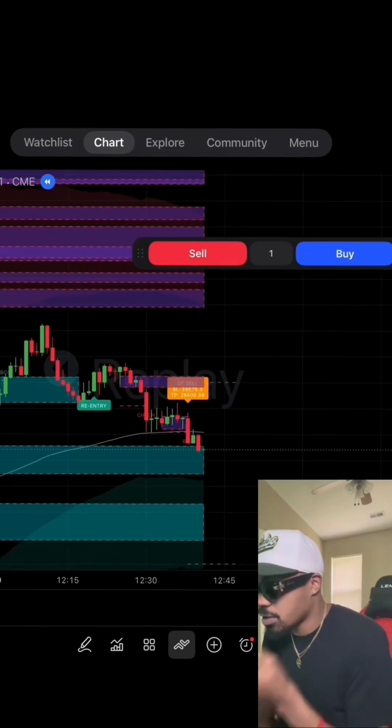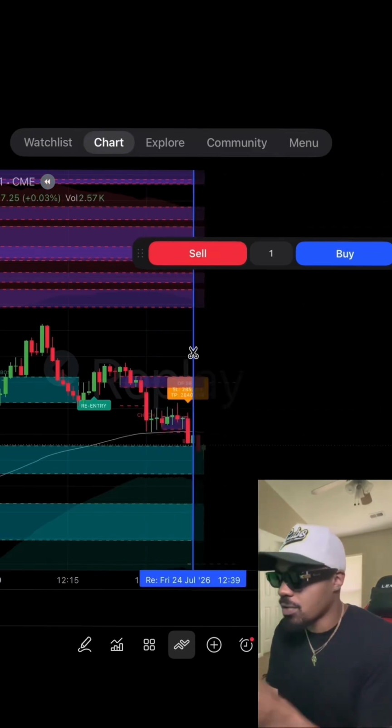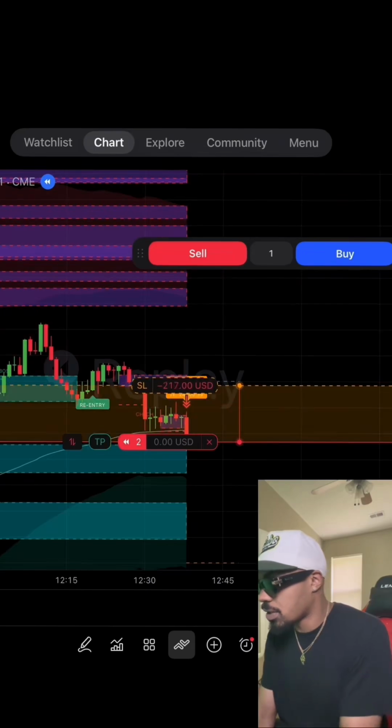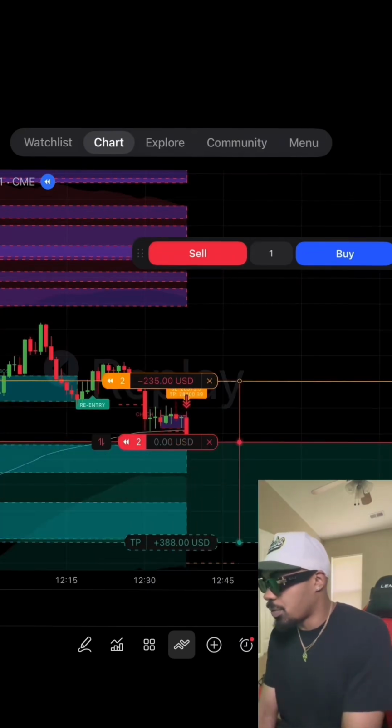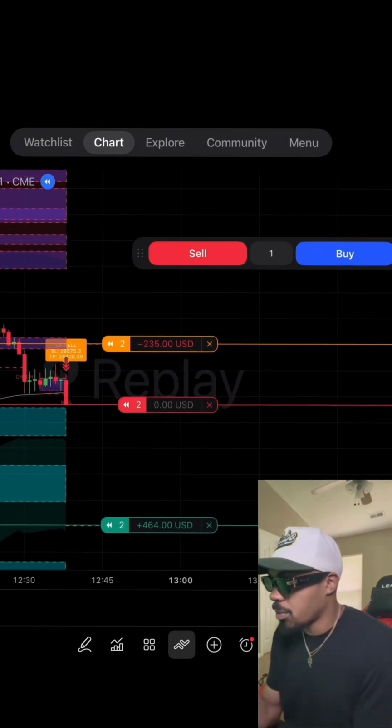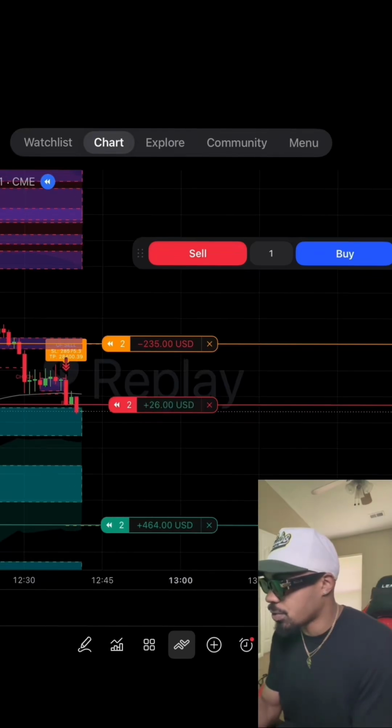Then we get a change of character letting us know that price wants to push downward. Then we get a bearish order block off of that. Then we get our sell signal. So for our sell signal, we get the break of structure. So I would definitely go ahead and enter off of that one. I'm going in with about like 2 to 3 micros.